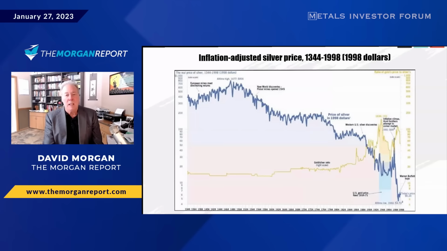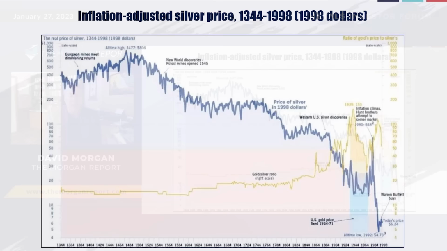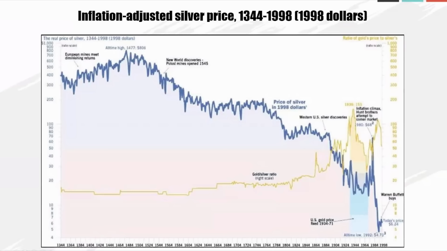So I've shown this several times. I'm doing it again. Obviously, this came out in Forbes magazine right after Warren Buffett bought. And just a few things to point out on this chart. First of all, it goes from 1344, so we're talking about 1,000 years. In that time frame, you're looking at an inflation-adjusted dollar. This was done in 1998, but the way this chart was constructed, a dollar in 1344 is the same dollar as in 1998. So the inflation lie has been taken out of this chart. So we're actually looking at an accurate cost or price of silver for those few thousand years.